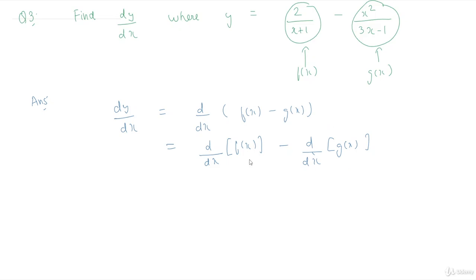Alright, so firstly we will calculate the d by dx of f of x using the quotient rule, and after that we will calculate d by dx of g of x. So now let's first calculate d by dx of f of x.